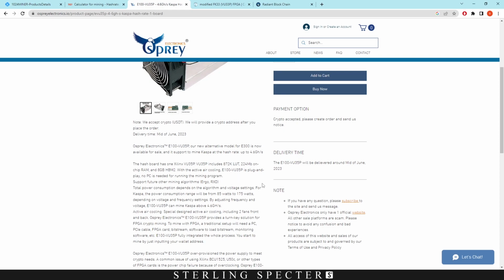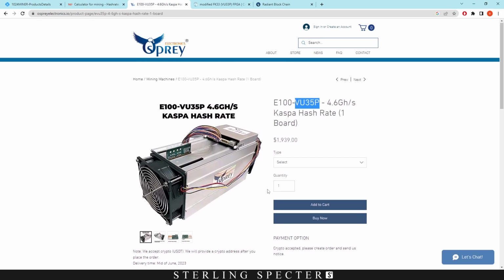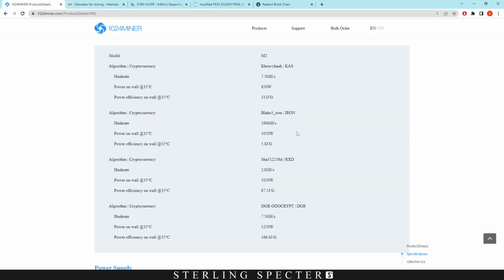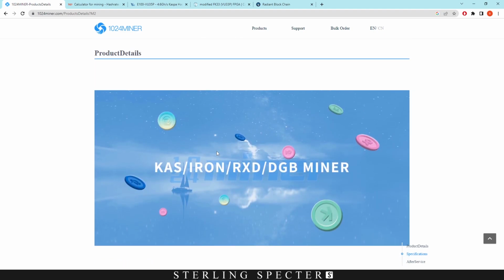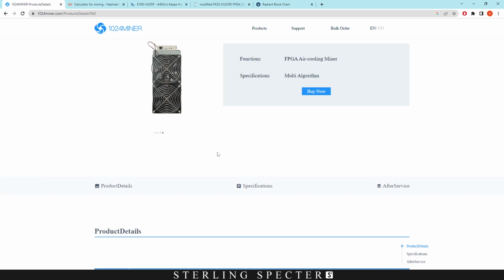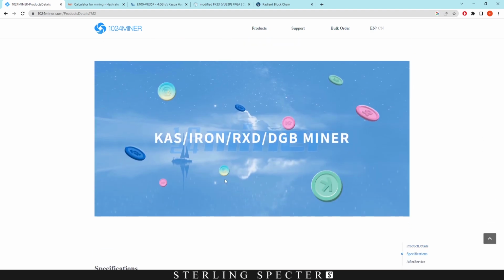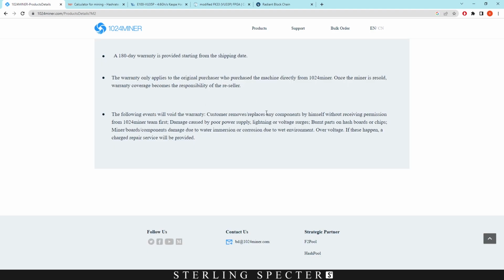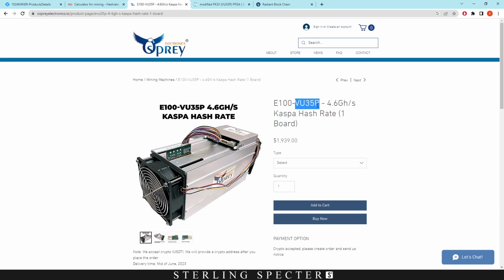So possibly you could also mine IronFish on this if you get the right bitstreams, because this multi-miner will do IronFish and Radiant. I don't know what the actual FPGA boards are in this multi-miner. It doesn't say in any of the product details. If you just click product details here, it just says Kaspa, Iron, Radiant, and then Digibyte. It doesn't say anything about what FPGA boards are used in it. However, Osprey do tell you, so you can figure out which bitstreams you need for those boards.